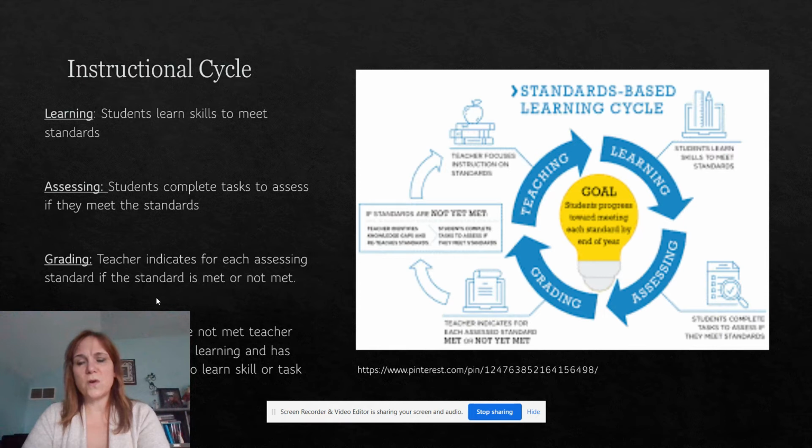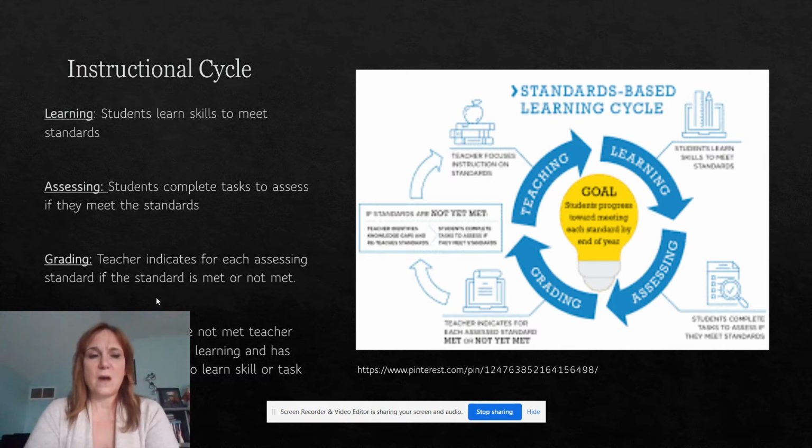As we're going through that learning process, we want to do that formative assessment where we can check on students' comprehension or skills to start to show progress in meeting those standards that we've set. At the end of a learning cycle, when we're kind of wrapping up that teaching, we want to look at a summative assessment where we want to see if the student is meeting that goal or not. When we're grading that assessment, we're indicating the assessment standard if it's met or if it's not met. If it's not met, we have to look back into that teaching again.